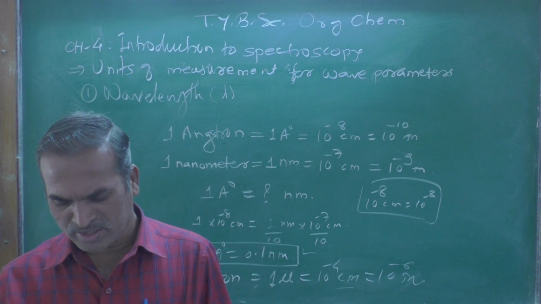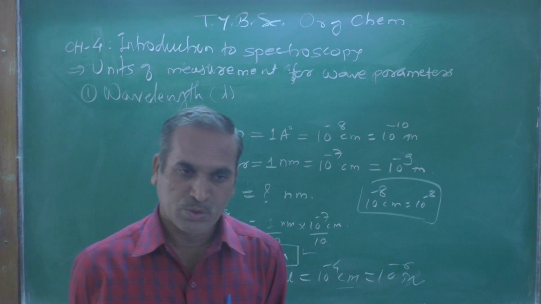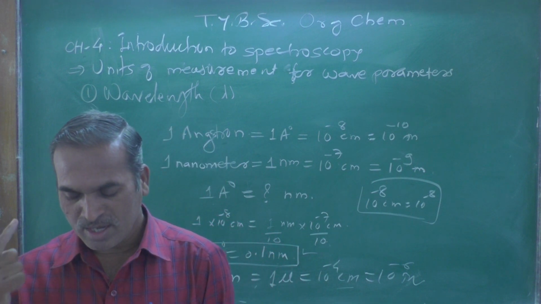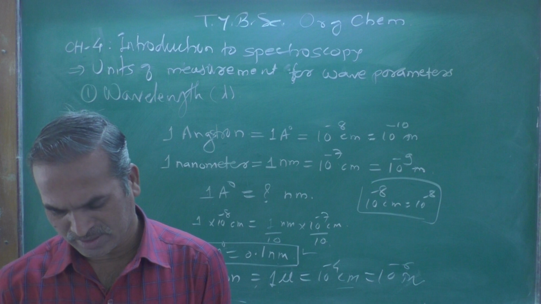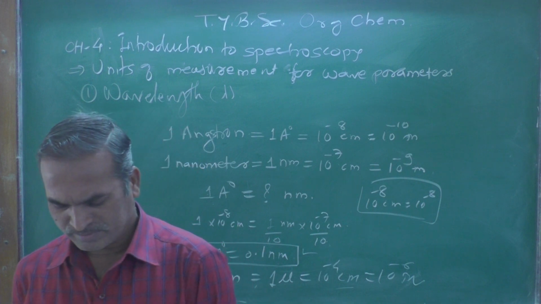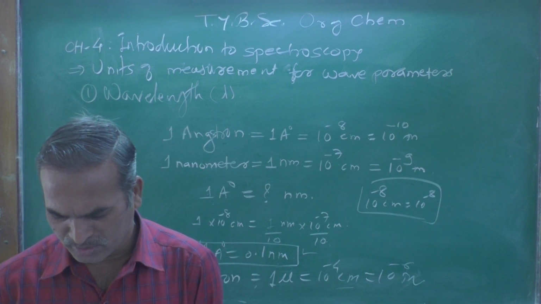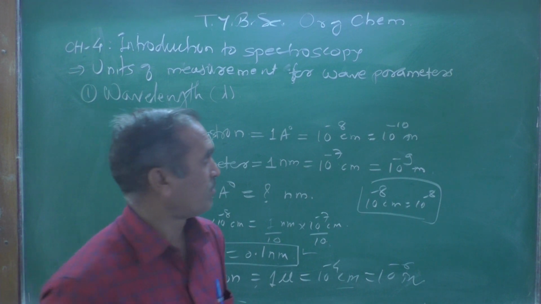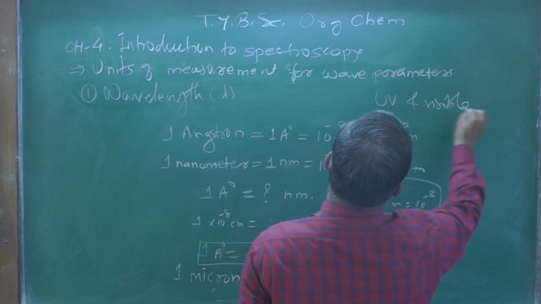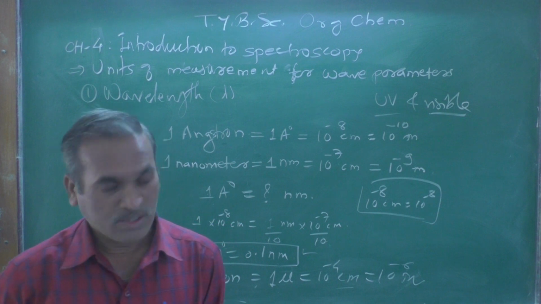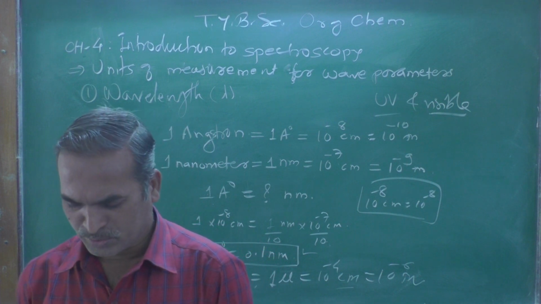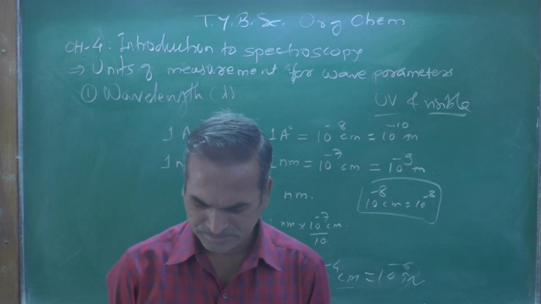So when we work in the UV, do you know the full form of UV? UV means ultraviolet. Ultraviolet and visible region. When we work in the UV and visible region, the angstrom and nanometer units are more convenient.